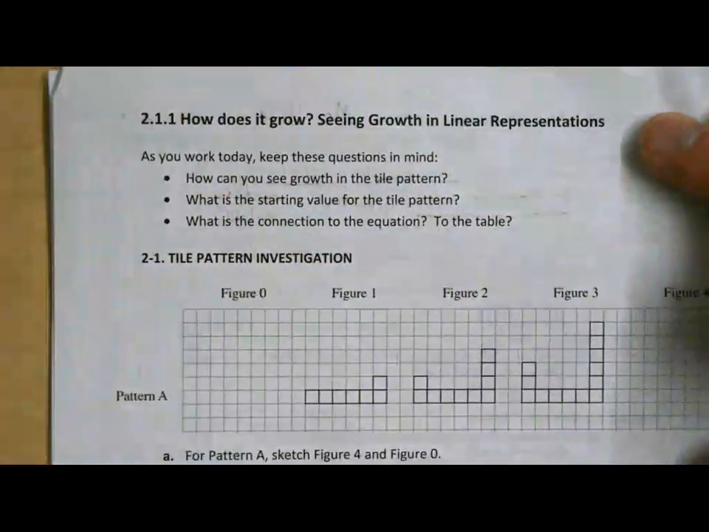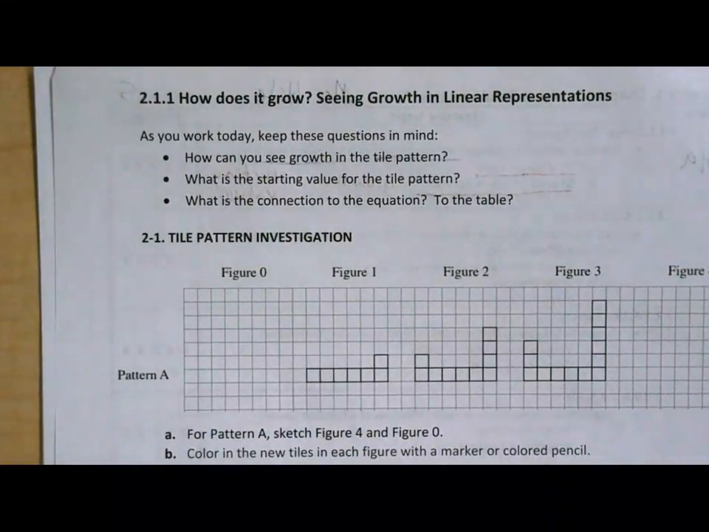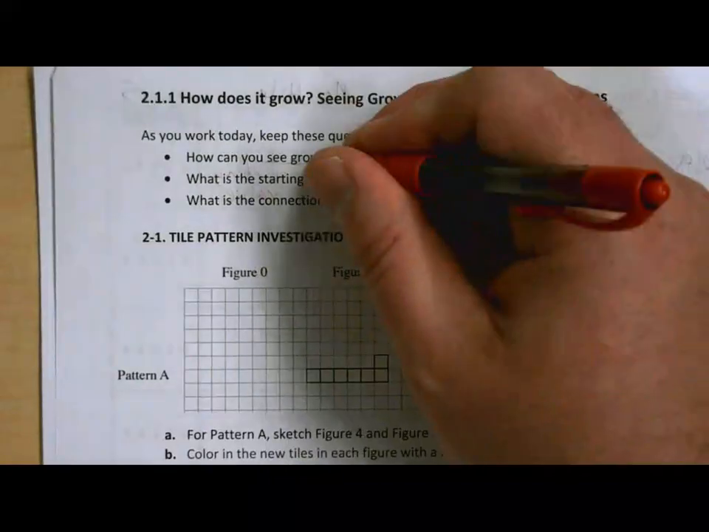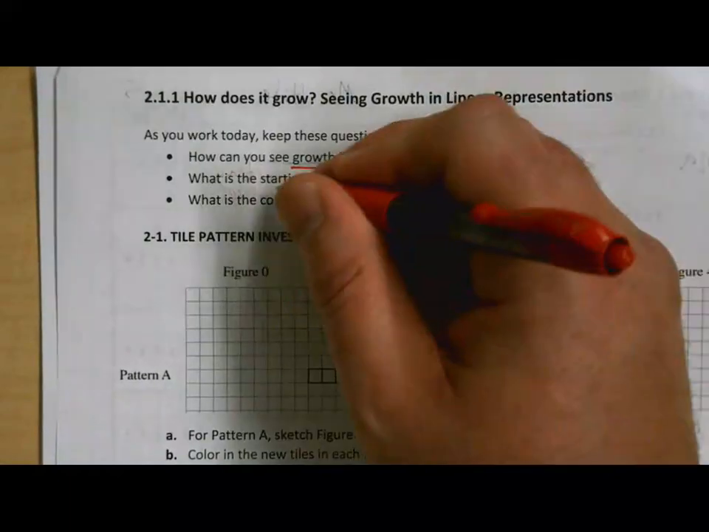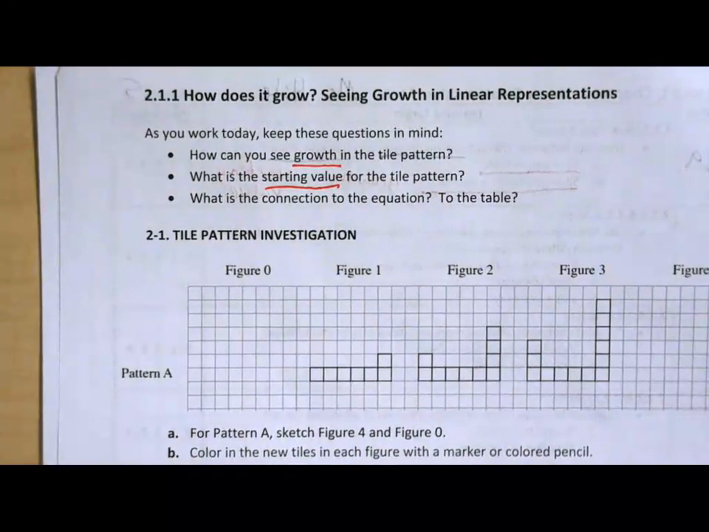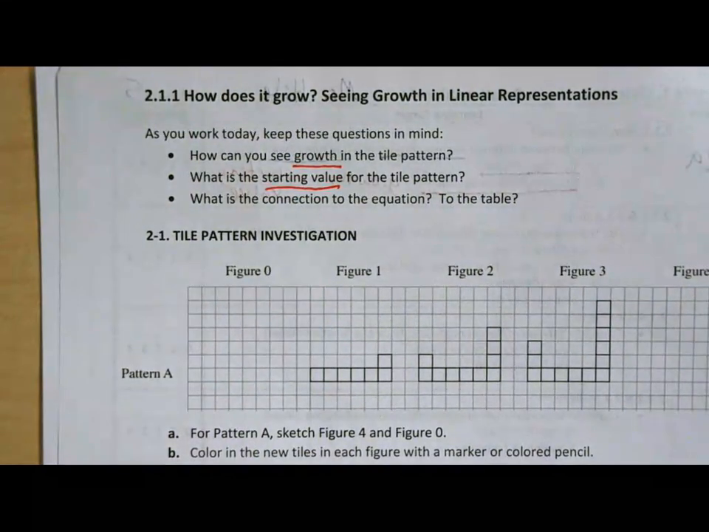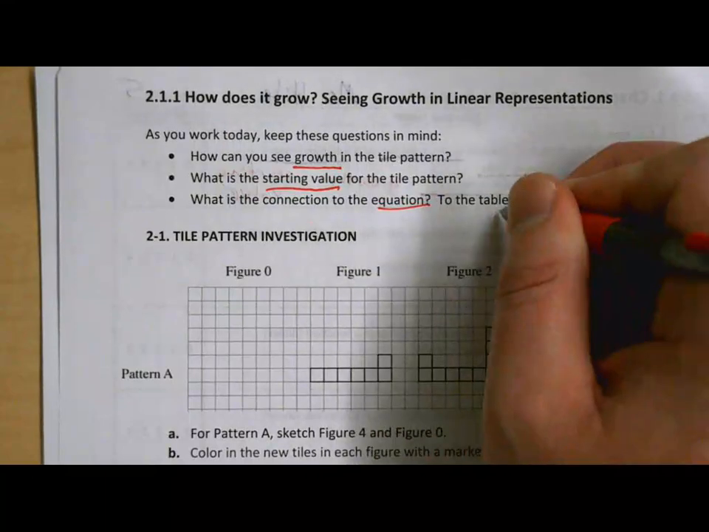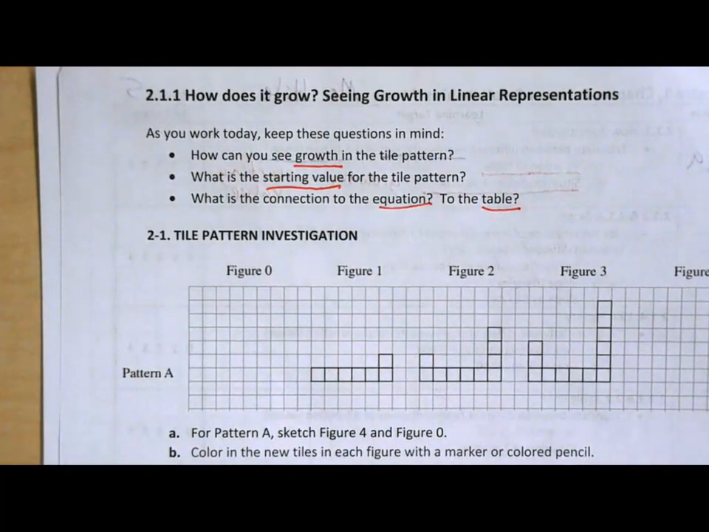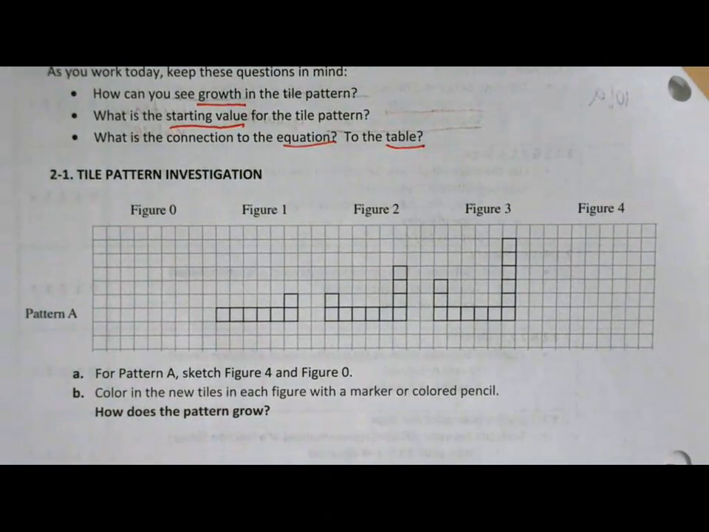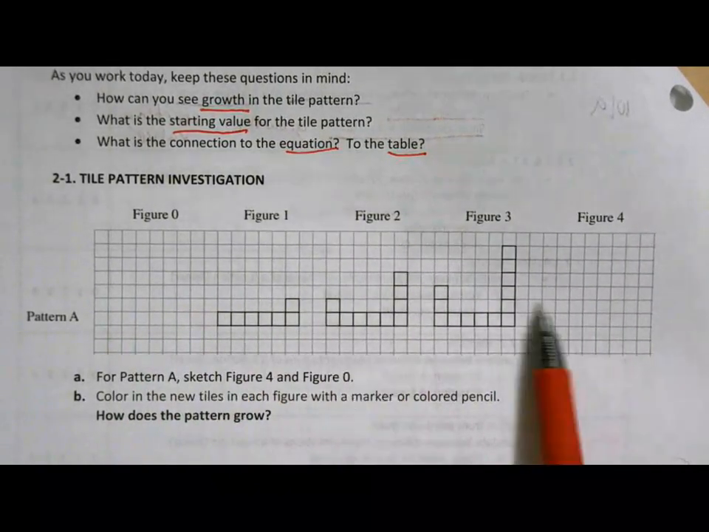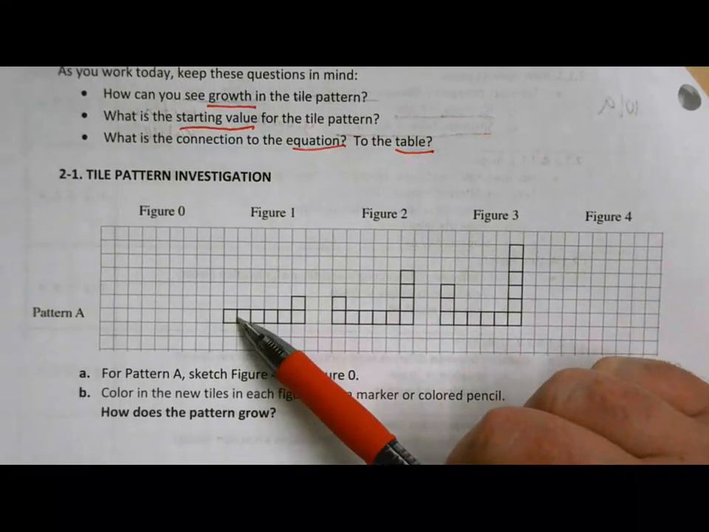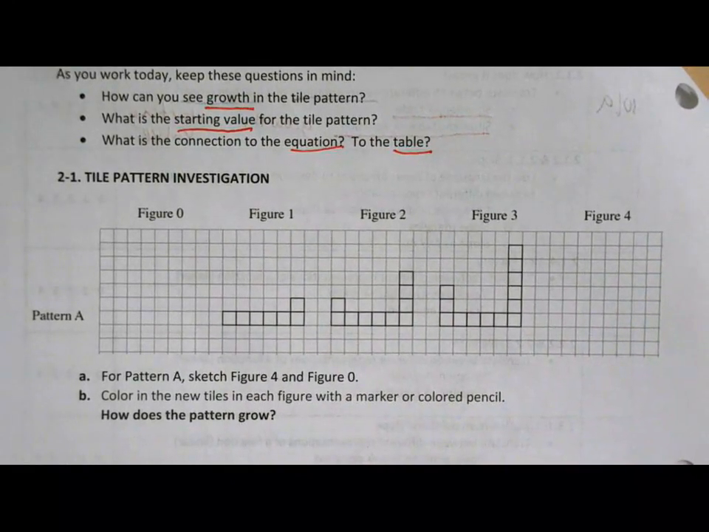So, okay, now let's get into this. Some questions that I'd like you to keep in mind. We're going to be talking about these tile patterns. So one of the big questions is, how can you see growth in the tile pattern? Second question, what is the starting value for a tile pattern? And then how can we make a connection between that tile pattern and an equation or a table? So I'd like you to start by using your pattern recognition skills. This is a series of figures, and each one represents a tile pattern. So if you imagine each one of these little squares that's darkened in here is a tile.